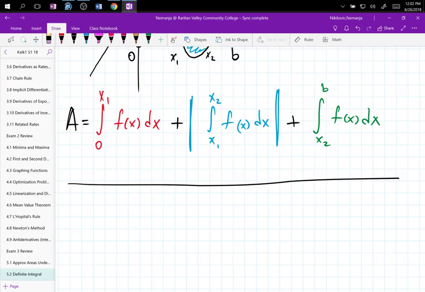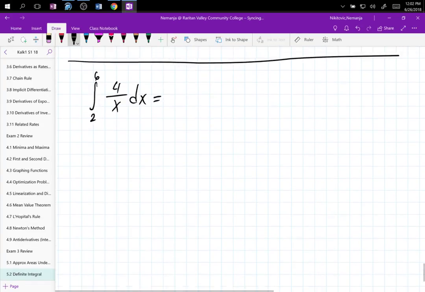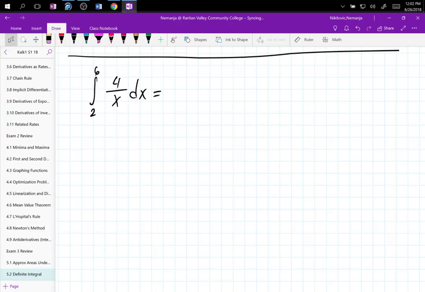Great. What is the integral? So let's go do some examples. Integral of, let's go from 2 to 6, of 4 over x dx.